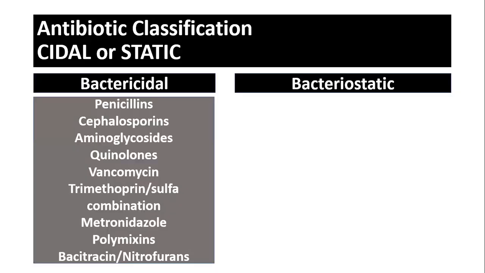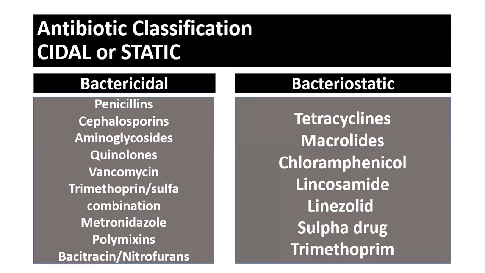So we have a list of bactericidal antibiotics, which includes penicillins, cephalosporins, aminoglycosides, quinolones, vancomycin, trimethoprim-sulfamethoxazole combination, metronidazole, polymyxins, bacitracin, and nitrofurantoin. While bacteriostatic antibiotics include tetracyclines, macrolides, chloramphenicol, lincosamides, linezolid, sulfa drugs, and trimethoprim.